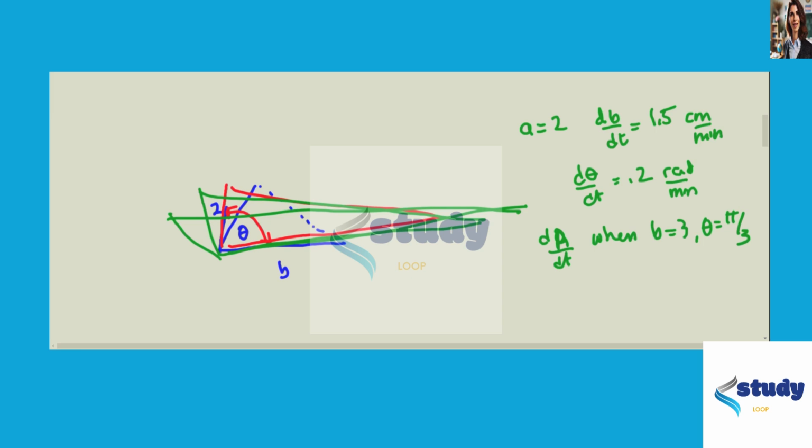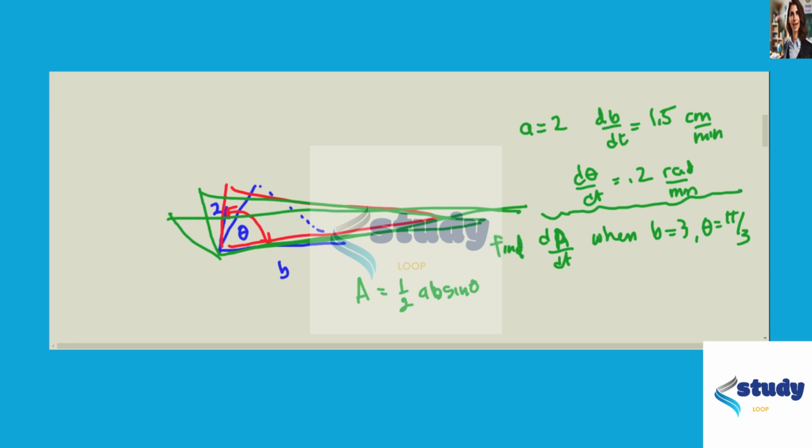So it's like this is happening, and we take its picture right at the instant when B is 3 and theta is pi over 3. What's the rate the area is changing right there? Same formula. A equals 1/2 AB sine theta. We can plug in A equals 2, but we can't plug in B equals 3 because B is changing. So you can't put anything in below this line until after you take the derivative.